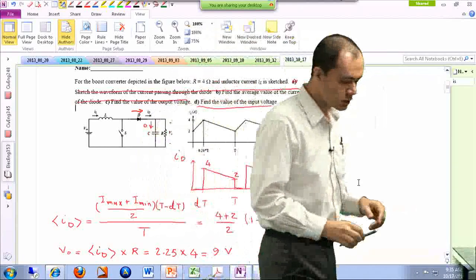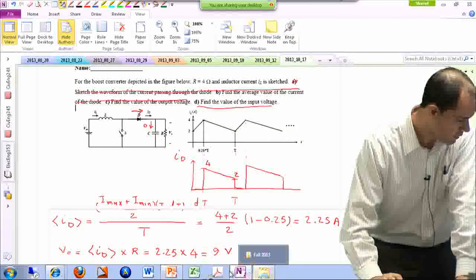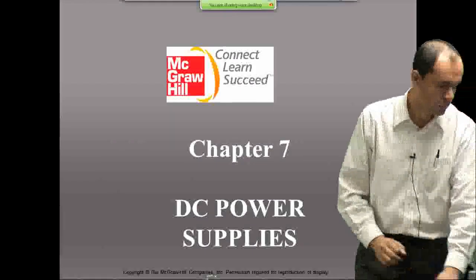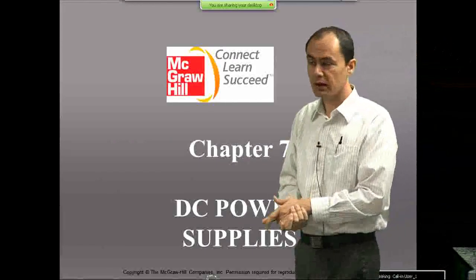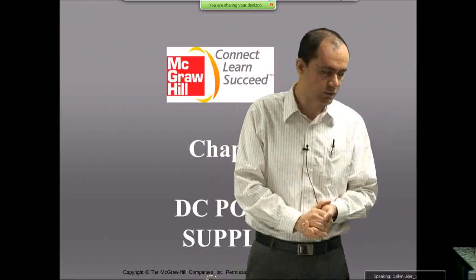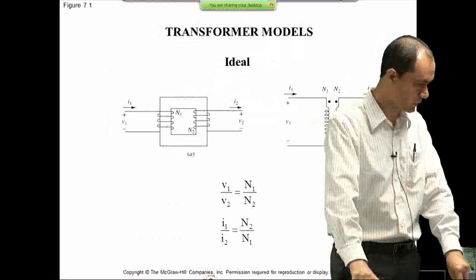Okay. So let's get back to our lecture. So we are still in chapter 7, which is called DC power supplies. The book has basically made a distinction between chapter 6, which is called the DC to DC converters. They are basically the non-isolated converters, to DC supplies that are kind of isolated converters.